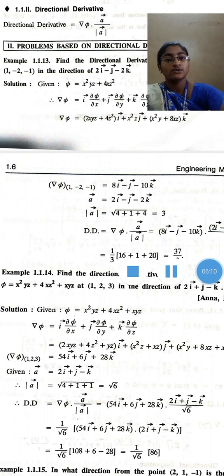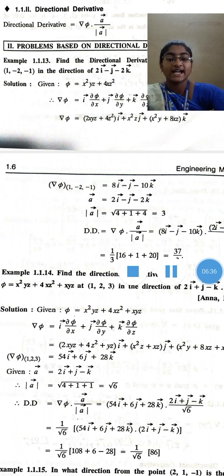For this we have to take the modulus. So modulus is nothing but take the square root of the sum of the squares of the coefficients of i, j, k. So square root of 2 square plus minus 1 the whole square plus minus 2 the whole square, root of 4 plus 1 plus 4, which is root 9. 9 can be written as 3 square. Square and square root cancel out each other, we get the value 3.